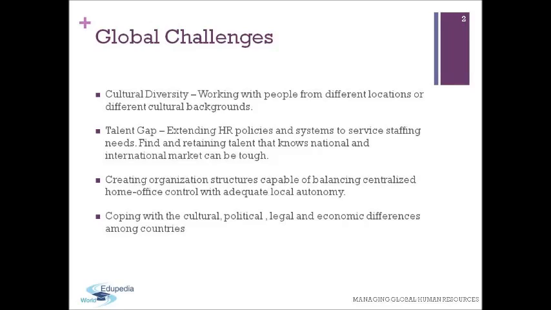So, challenges like these don't just come from vast distances involved. The bigger issue is coping with the cultural, political, legal, and economic differences among countries. So, in China, for instance, unions are relatively powerful, and in Europe, firing an employee could take a year or more. Right? And companies that operate within the United States generally have the luxury of dealing with a relatively limited set of economic, cultural, and legal variables.